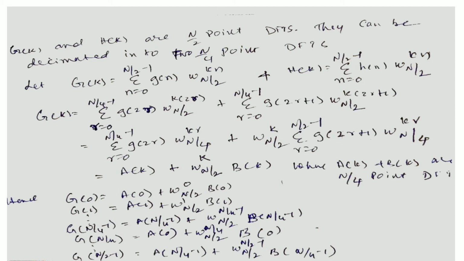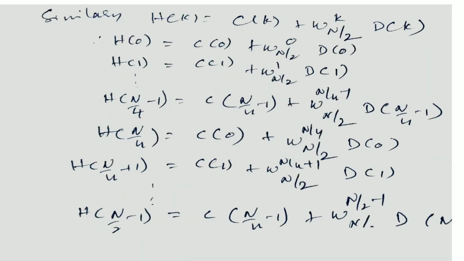Similarly, for h of k also we can write down such a similar equation. So h of k is equal to c of k plus wn by 2 power k d of k, where h of k is an n by 2 point DFT, c of k and d of k are n by 4 point DFTs. And continuing this way, we can write different values of h of k, namely h of 0 is equal to c of 0 plus wn by 2 power 0 d of 0 and so on.